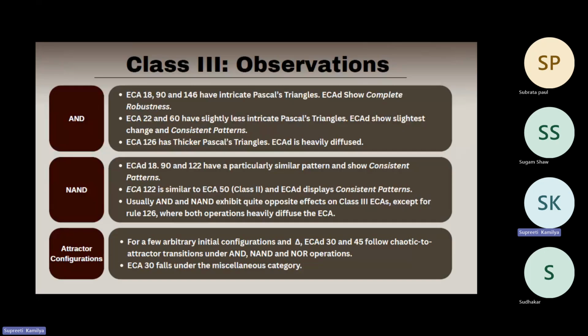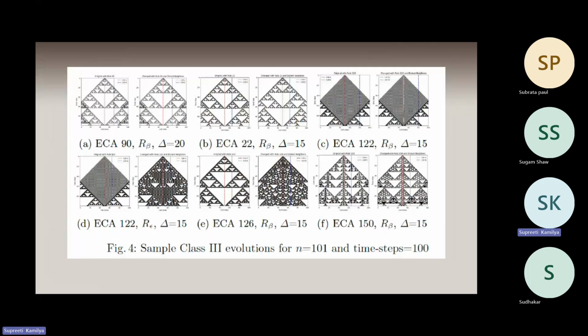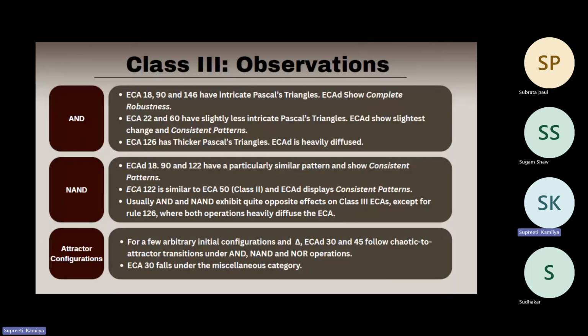And ECA 22 and 60 have slightly less intricate Pascal's triangles, and the distant ECA shows slight changes and consistent patterns as well. This can again be observed in this diagram, that ECA 22 seems to be more robust towards the operation, and ECA 126 has thicker Pascal triangles, ECAD is heavily diffused. So basically the distant neighbor for 126 seems to be heavily diffused.